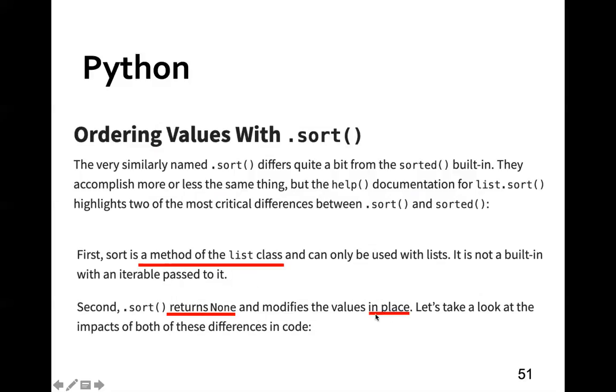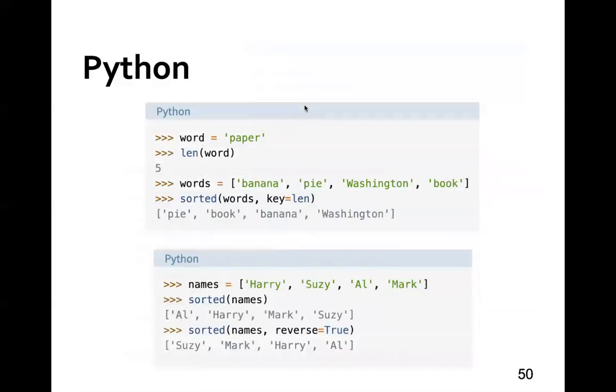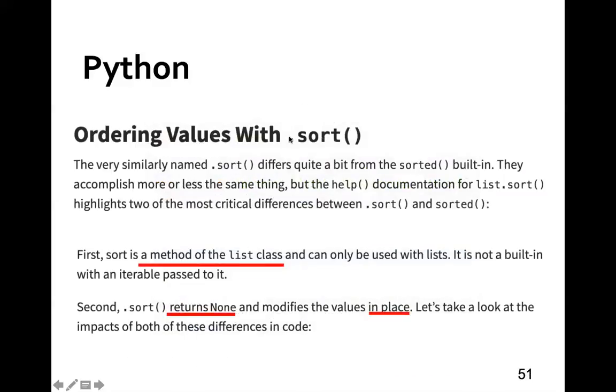And it updates in place. So it's not like sorted, which will not update our old value and returns a new list. But when you call list.sort, it will sort the list, but it doesn't return anything meaningful to you.